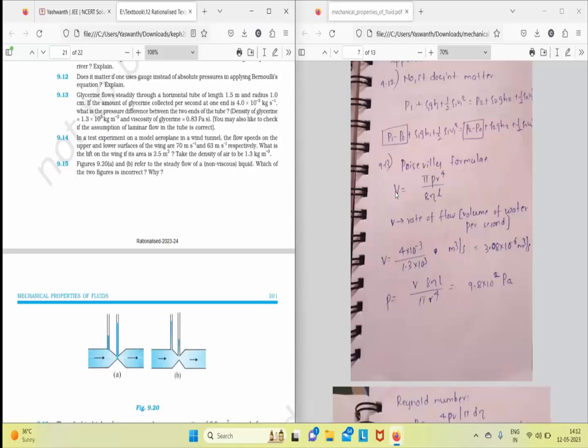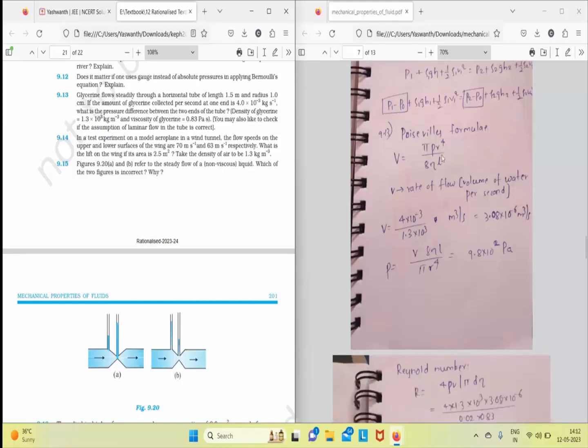It will be equals to pi, it is constant, into P. P is the pressure difference across the two ends of the tube, and r is the radius of the tube, divided by 8 eta into L. Eta is the coefficient of viscosity, and L will be the length of the tube. So using this formula, you can easily get the value of P.